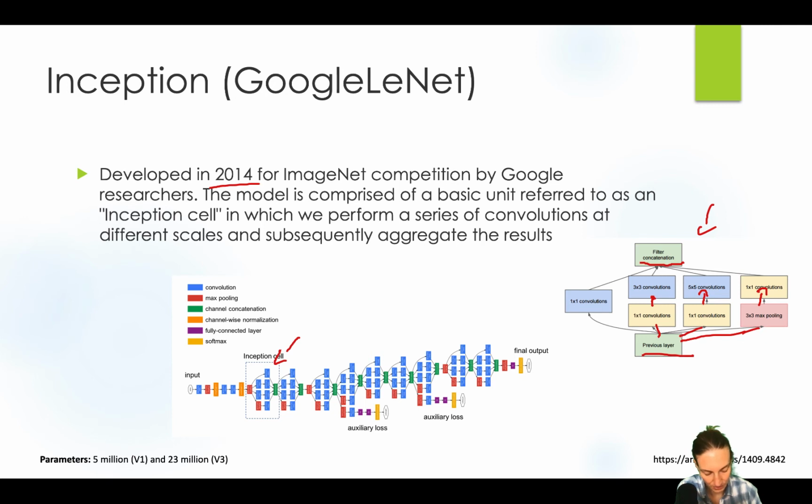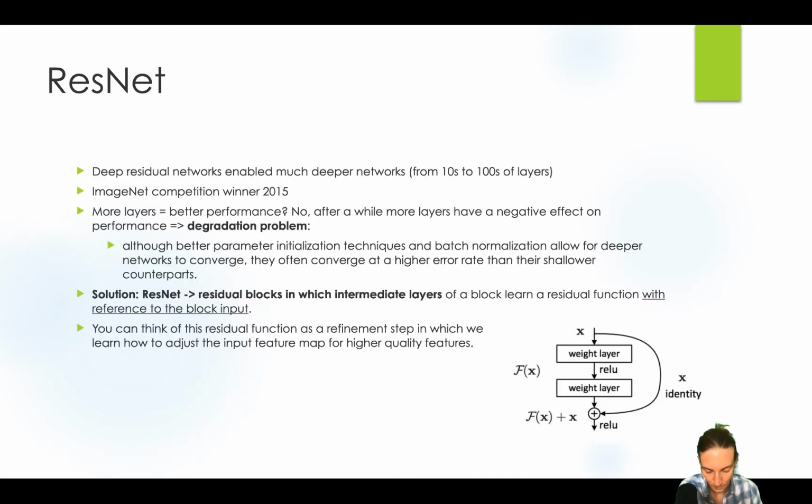It's a very deep network as well. This one has 5 million parameters in version 1. Version 3 has 23 million parameters. So to this day, it's still a very effective model. ResNet, very famous. We often refer to ResNet 50, still to this day, for object recognition. It's the winner of the ImageNet competition in 2015, and now we take a stride forward from neural networks that have tens of layers to neural networks that have hundreds of layers.